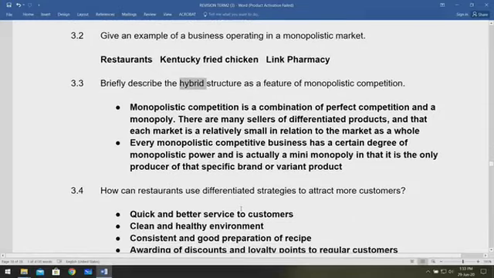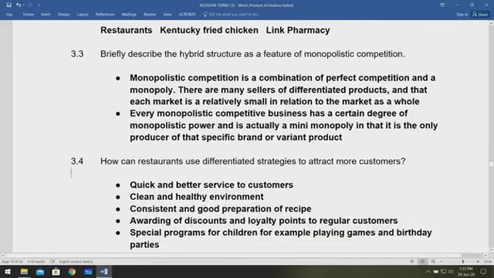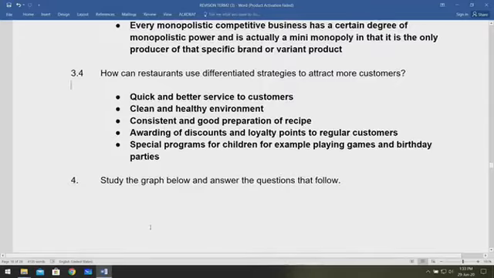How can restaurants use different strategies to attract more customers? And this is not an answer you're going to get from a textbook. Obviously, you must think, what are the things that will attract you? Quick and better service, obviously. Clean and healthy environment, definitely. If it's a restaurant, I want to make sure it's clean and healthy. Consistent and good preparation of recipe. So there's a list given to you. You would only have to give at least two of the list.